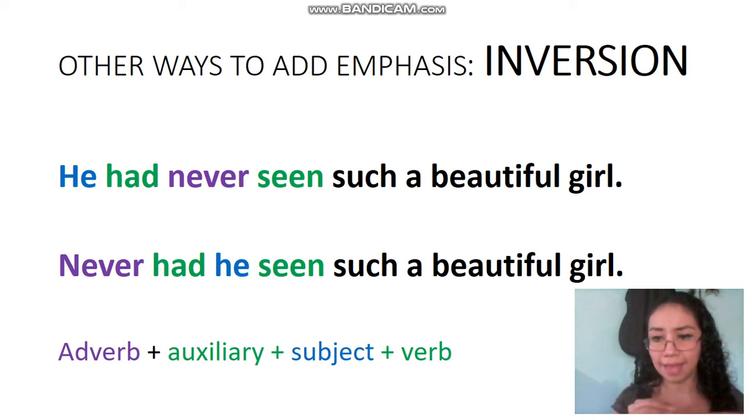Inversion, in this case, works when we have an adverb. Do you remember what an adverb is? Can you indicate the adverb in there? Yes, you can, obviously, because it's marked in purple, right? An adverb is, for example, the adverbs of frequency, like the one that we have here, that is, never. So if you have a sentence with an adverb and you want to make it emphatic, you can use inversion.